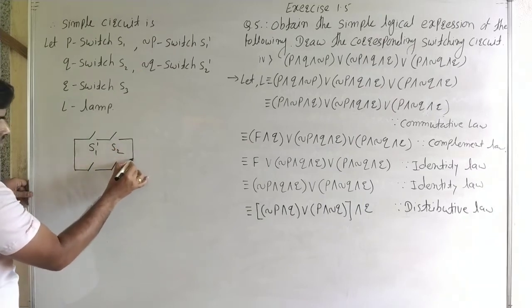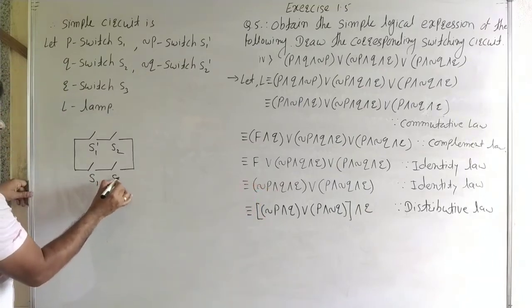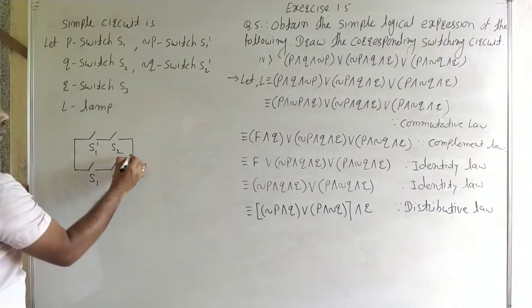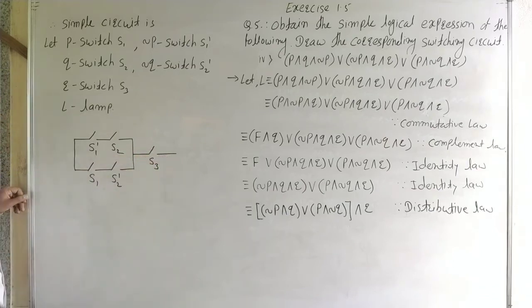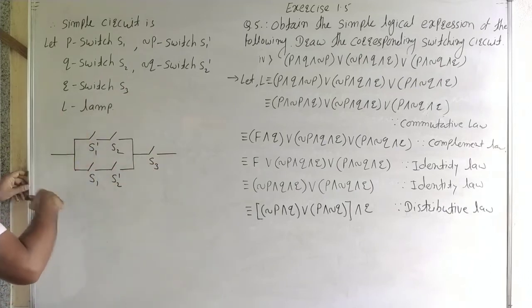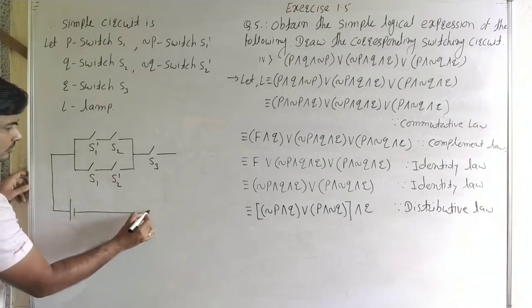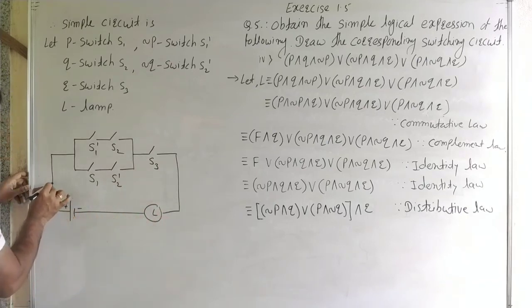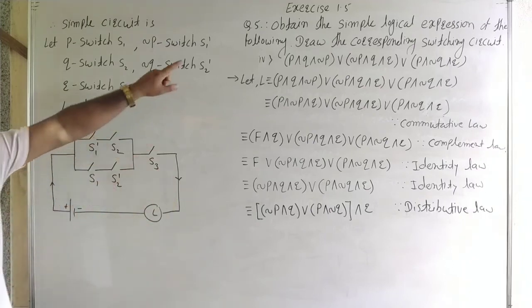Here the parallel switches P and negation Q, that means S1 and S2 dash, and these four switches are connected in series with the third switch, that is R, it is S3. Here it is a switching arrangement. Now we connect the lamp and battery. It is important. Here it is a simple switching circuit for this expression.